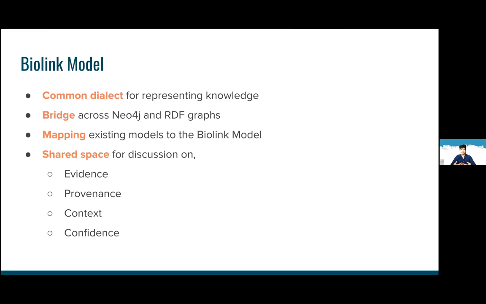And what the model allows us to do is have a shared space for discussion on more complex representations, like how you would go about representing evidence, provenance, context, and confidence for a particular statement or assertion.